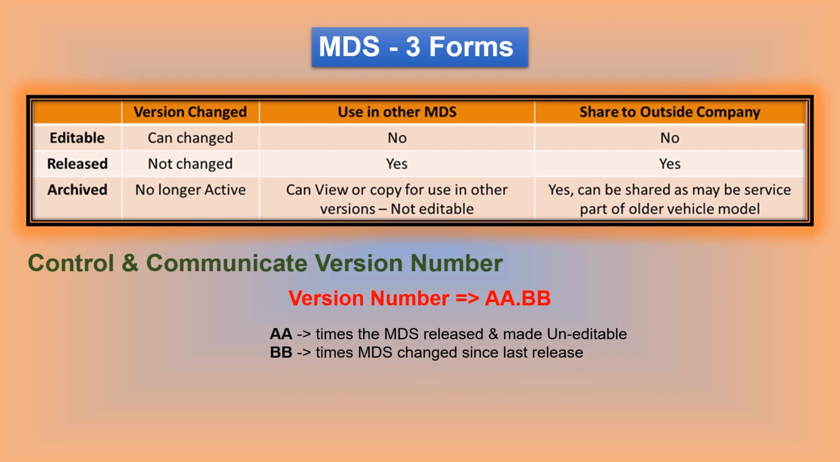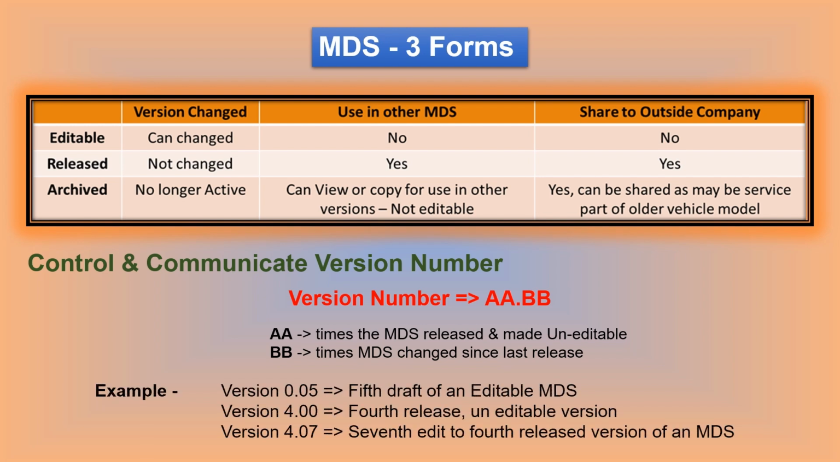For example, if the version number is AA.BB, then AA tells the number of times MDS has been released, whereas BB indicates the number of times MDS changed since its last release. Self-explanatory examples are shown on the screen.